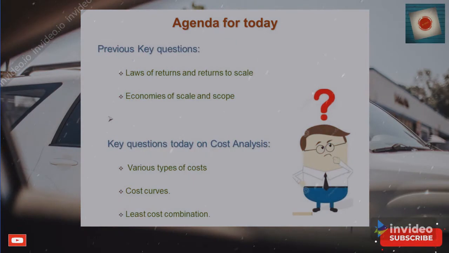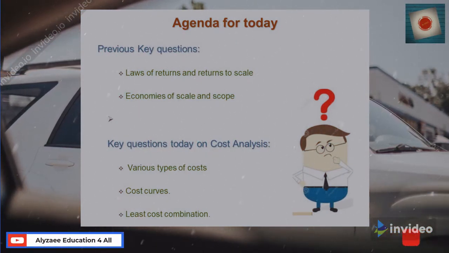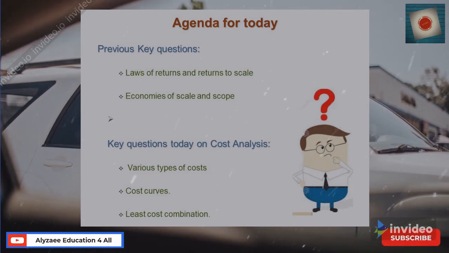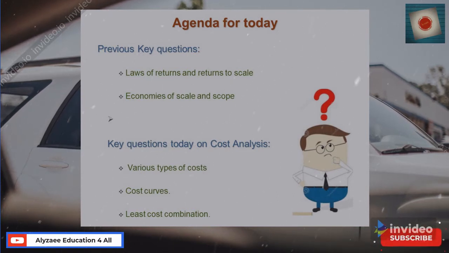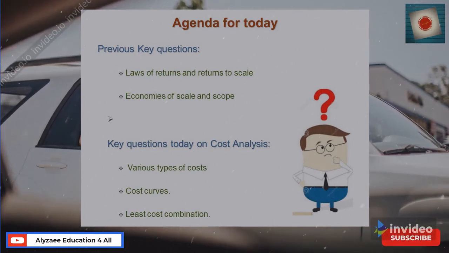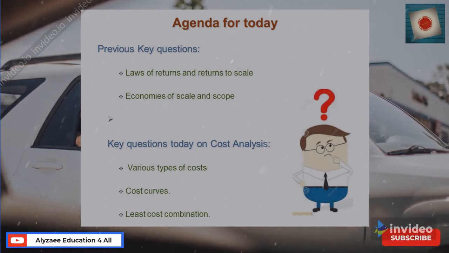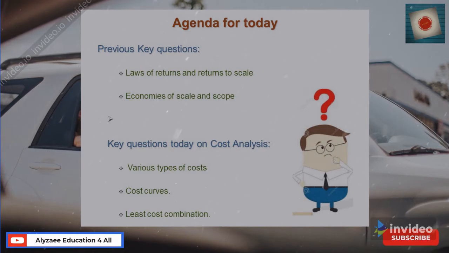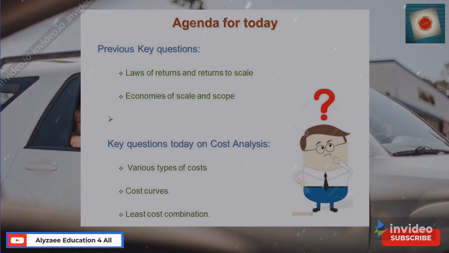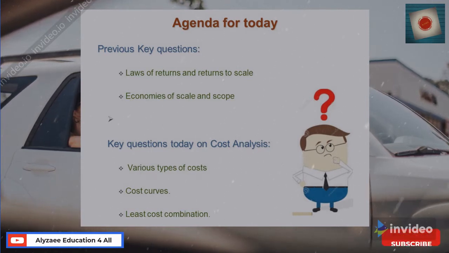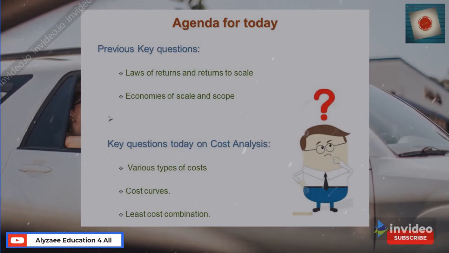So, pichle lecture mein hum logon ne discuss kiya tha law of return and returns to scale. Economies of scale usko humne detail mein discuss kiya with examples, with simple examples, simple definitions, with technical inputs. And in this particular lecture 7, we will be discussing in different streams various types of cost, cost curve, and least cost combination. So stay tuned and stay strict to the lecture to have better understanding.